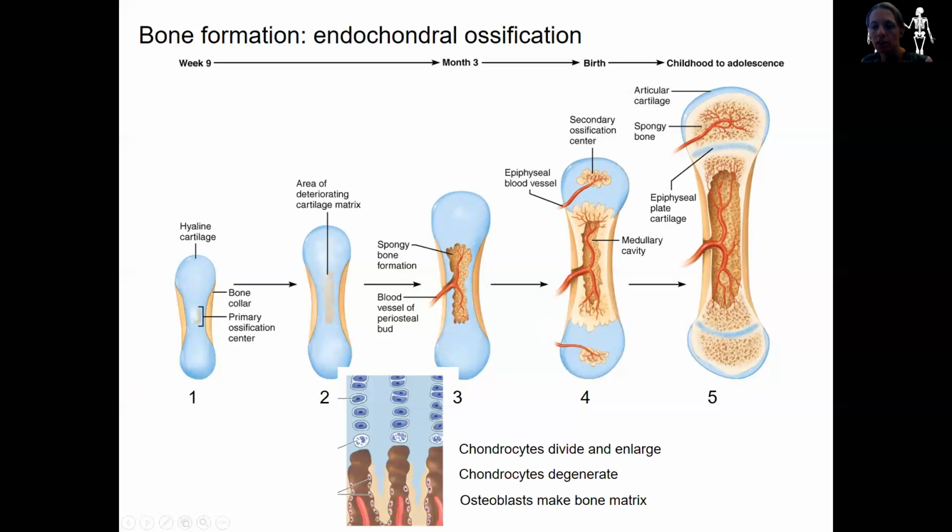The other thing we have here is the secondary ossification centers at the epiphyses. So the epiphyses are going to ossify kind of separately, but the same mechanism is occurring here at the secondary ossification centers, one at each end, each epiphysis. And then what's going to happen is the epiphyseal plate will remain here, and this is still cartilage.